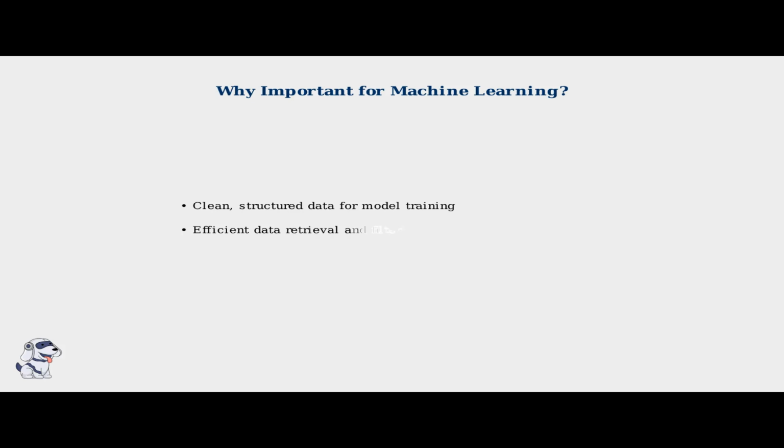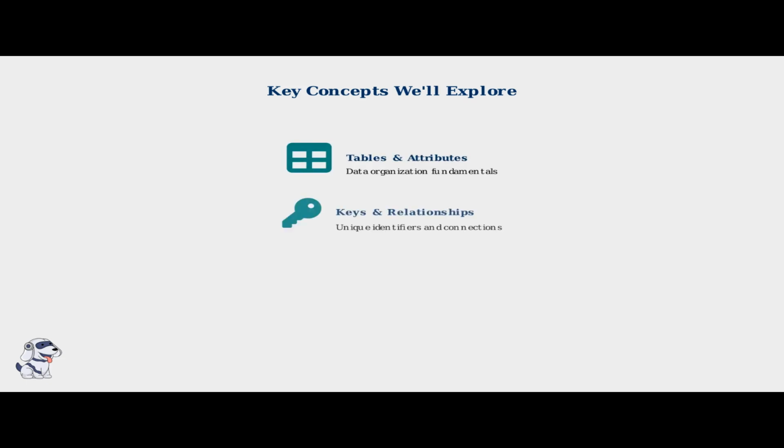For machine learning practitioners, relational databases are essential because they provide clean, structured data that can be easily queried and transformed for model training. They ensure data quality and consistency, which are critical for successful machine learning projects. Throughout this series, we'll explore 8 fundamental concepts that form the backbone of relational database systems. Each concept builds upon the previous ones to create a comprehensive understanding.